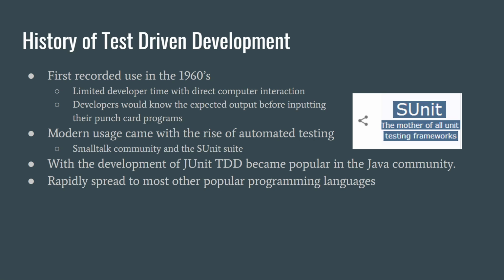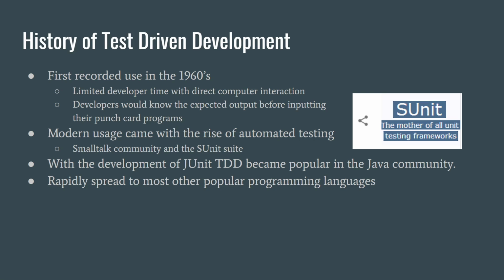As computing became more accessible, the practice somewhat dried up for a few decades, only to re-emerge with the development of automated testing suites. The Smalltalk community's SUnit testing framework is often attributed as the first modern usage of test-driven development. The key difference between the original and modern uses of test-driven development is that the original was a manual testing technique, while the modern version is an automated testing technique.